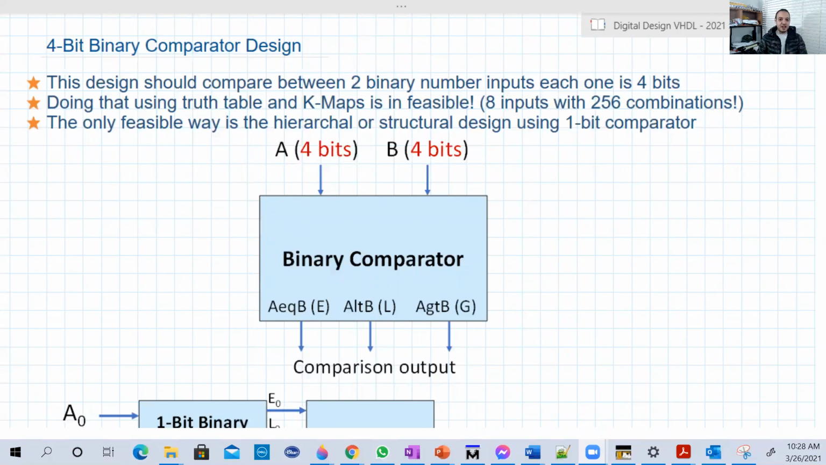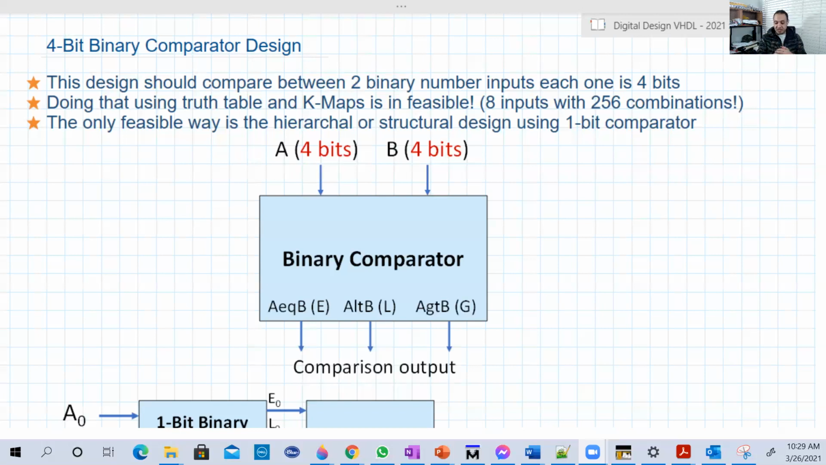So in this lecture, we're going to build a more complex binary comparator. In our last video, we built the one-bit comparator, which is a simple circuit that compares only two bits together. You have two inputs, each input is only one bit. This circuit has three outputs, which represent the three cases: A greater than B, A less than B, A equal to B.